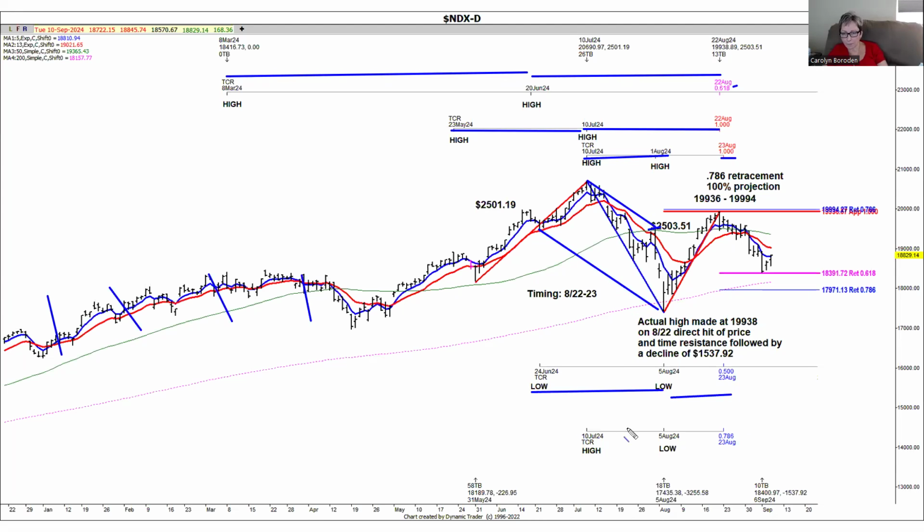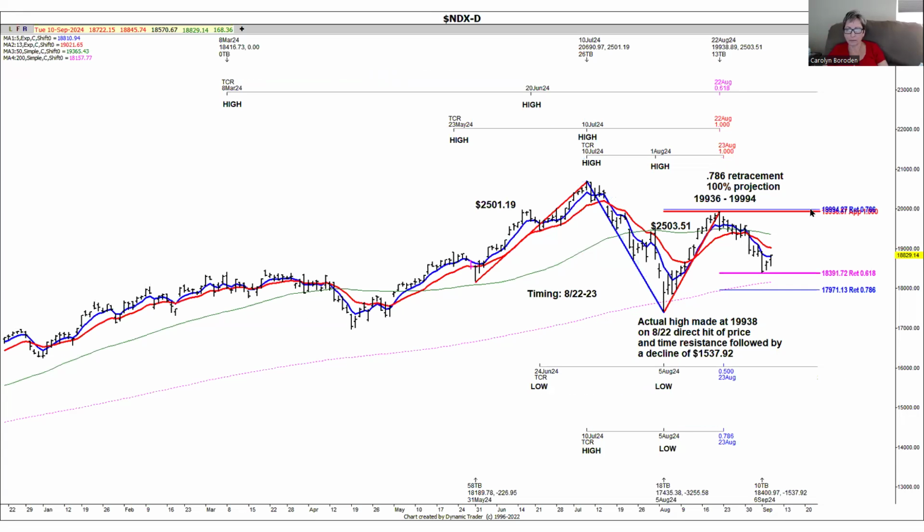And then I had another, a high to low swing. So it's this high to this low. And then we had 786 come in on the 23rd. So I basically had August 22nd, 23rd as timing for a possible high in NASDAQ. And the market was going straight up. I mean, we had a phenomenal rally since this last low.